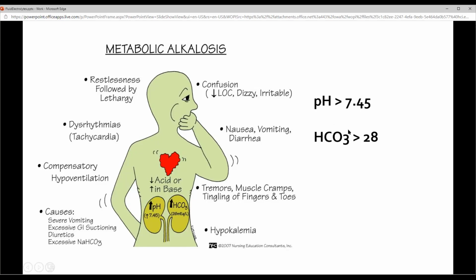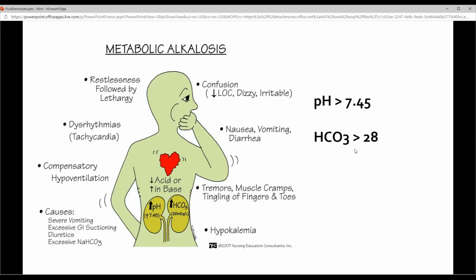Signs and symptoms. Again, the main thing you're going to look at is hypoventilation. So if the bicarb is high and everything is super basic and alkalotic, my body is going to try to compensate and retain CO2. So I'm going to have hypoventilation. I'm going to be breathing much slower and shallower to try to hold on to some CO2 to balance out this pH.